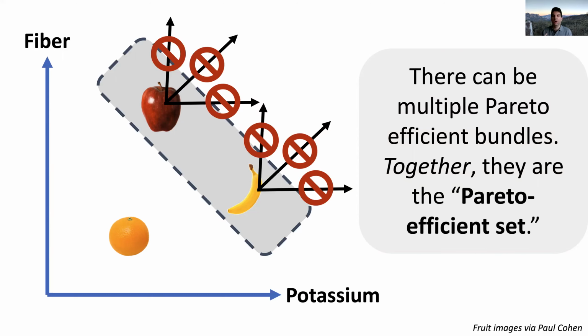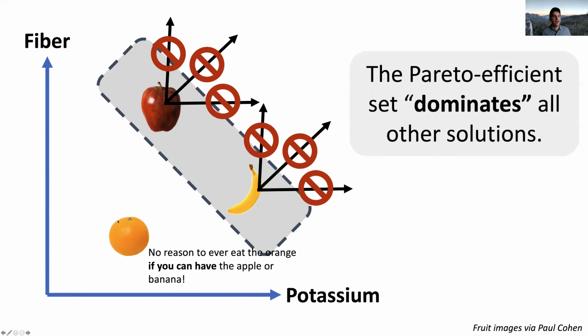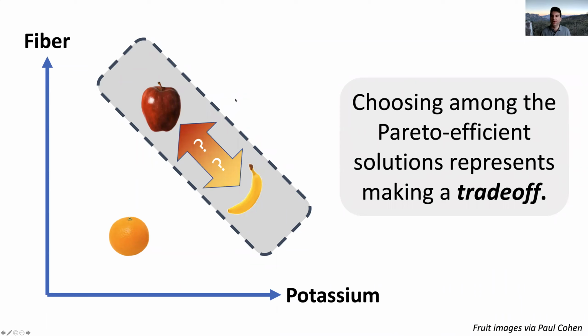So this is where hard decisions are made. They're within the Pareto efficient set. You never have a reason to eat the orange, so that's an easy decision. Just don't eat the orange. But you do have to decide, do I eat the banana or the apple? I have to give up potassium to gain fiber. So the Pareto efficient set represents a trade-off.